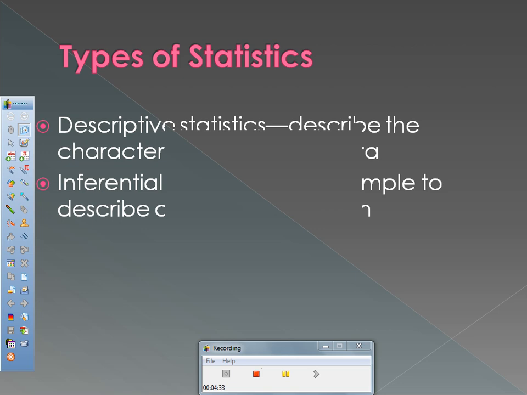So if you go out and measure things, it does not have to mean it's a population of people. It could be a population of birds. So your population can be many things. That's the big group you're trying to study.